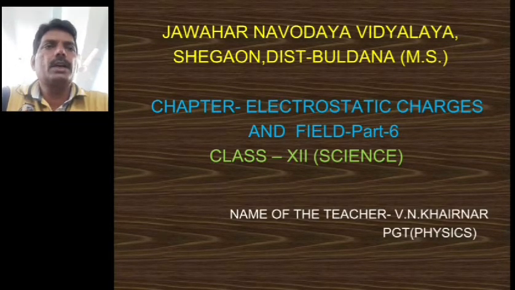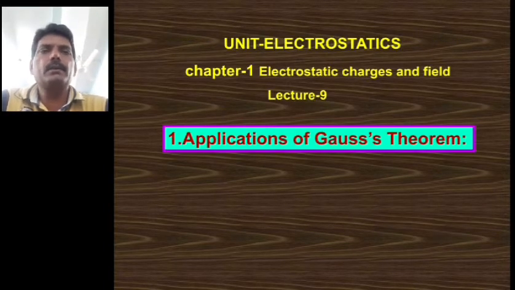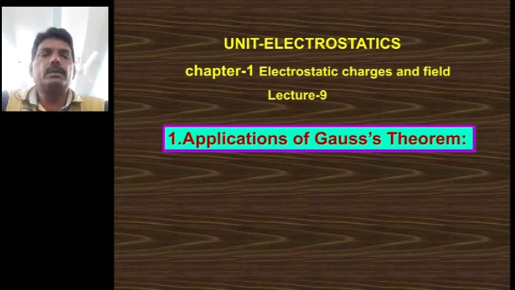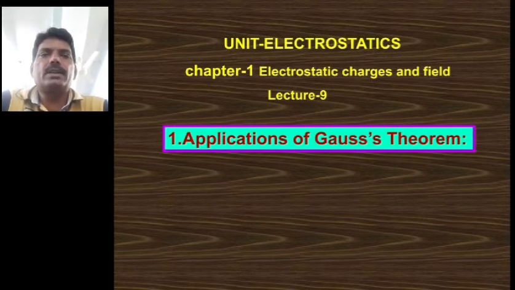In this electrostatic charges and field, we will proceed to our next lecture, which is related to the application of Gauss theorem. In the previous class we derived the Gauss theorem, which states that if you have a charge and you enclose that charge by any arbitrary surface, called a Gaussian surface, then the electric flux coming out of the Gaussian surface is equal to 1 upon epsilon naught times the charge enclosed by that surface. This was the statement of our Gauss theorem, and we have proved that also.